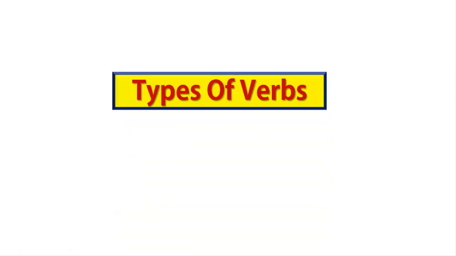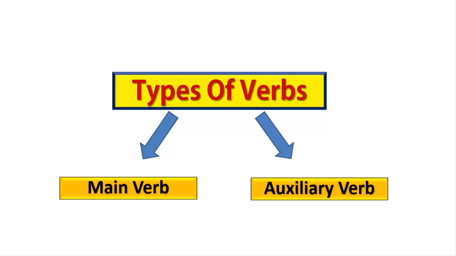Hello, our topic for today is types of verbs. So actually there are two types of verbs. Number one, main verbs. Number two, auxiliary verbs, which are also known as helping verbs.